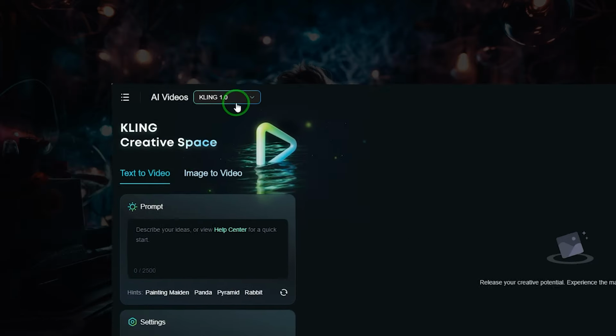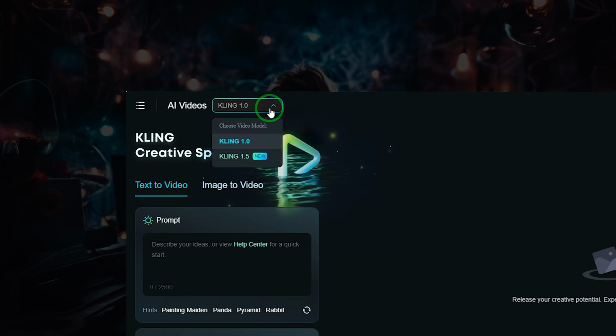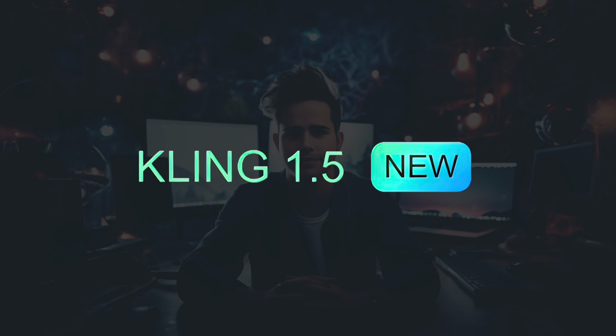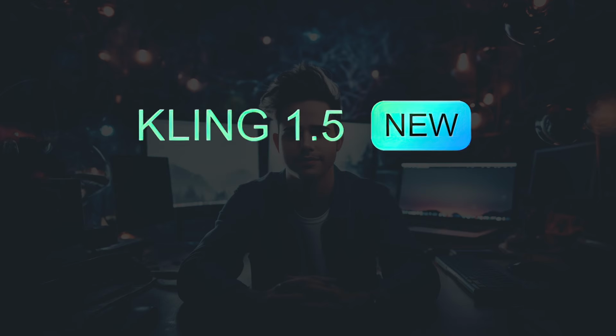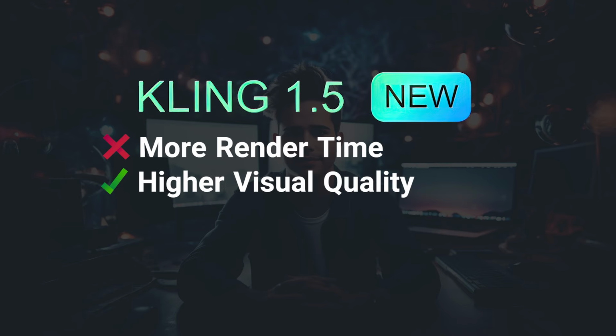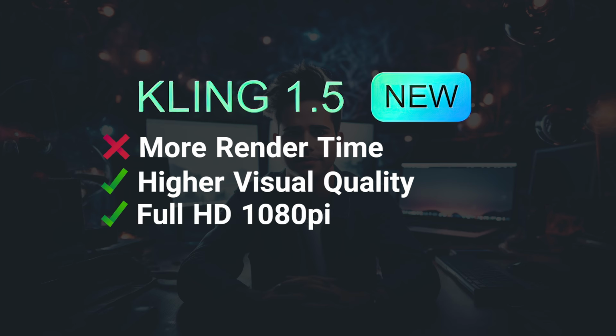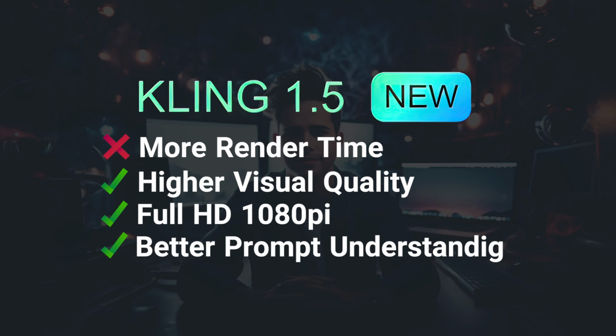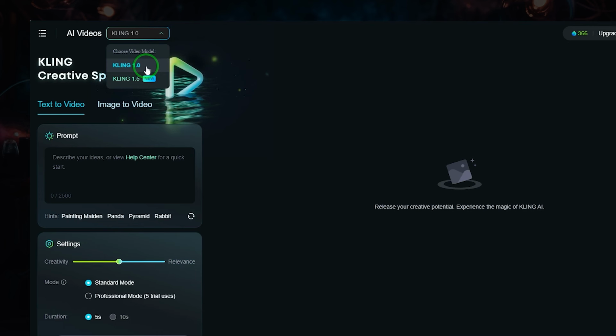Before getting started, I'll first click on the Model tab to choose the desired model. There are two available models, 1.0 and 1.5. Model 1.5 is the newer version and takes more time to render, but it offers higher visual quality, full HD 1080 resolution output, and better interprets the prompts you provide, showcasing a higher understanding of your requests compared to version 1.0. To better understand their differences, I'll generate videos using both models. For now, I'll leave it set to version 1.0.